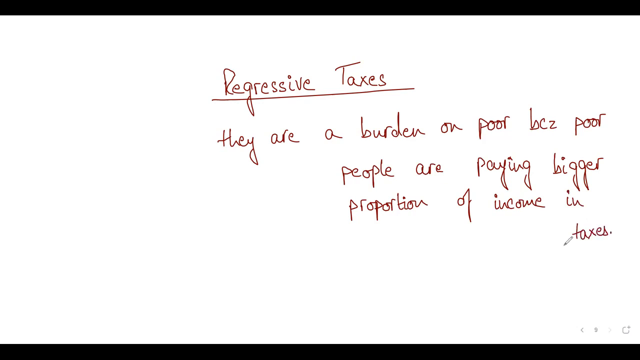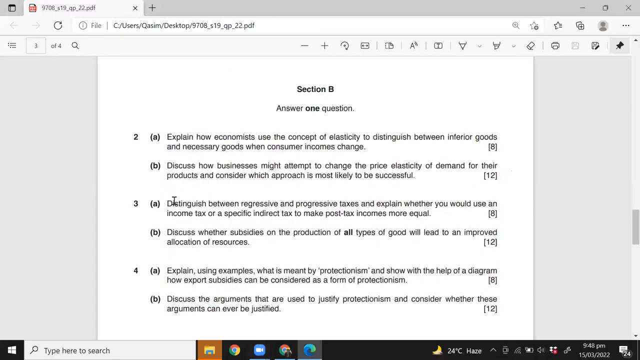Right? Okay. Have we got on this? Right. Okay. Now, after all this lengthy discussion, let's go back and see what the question was asking for. Now we are doing question 3. The question said, distinguish between regressive and progressive taxes and explain whether you would use an income tax or a specific indirect tax to make post-tax incomes more equal.